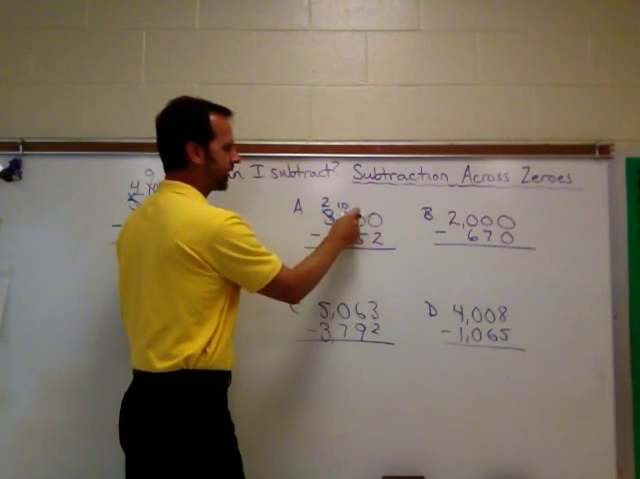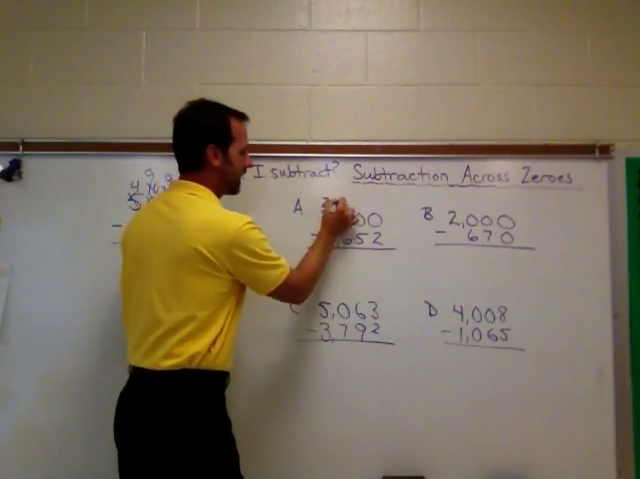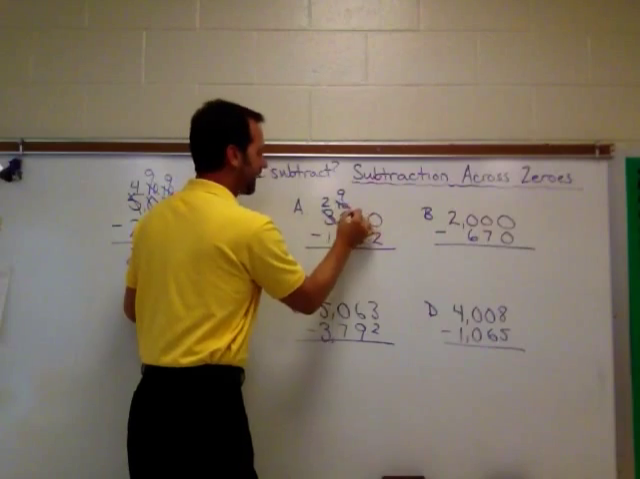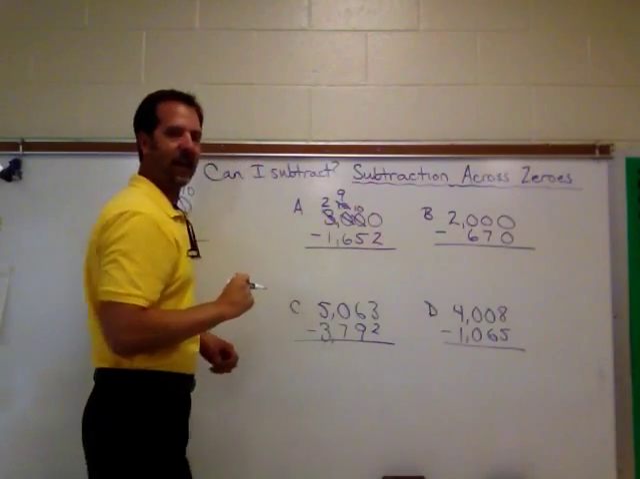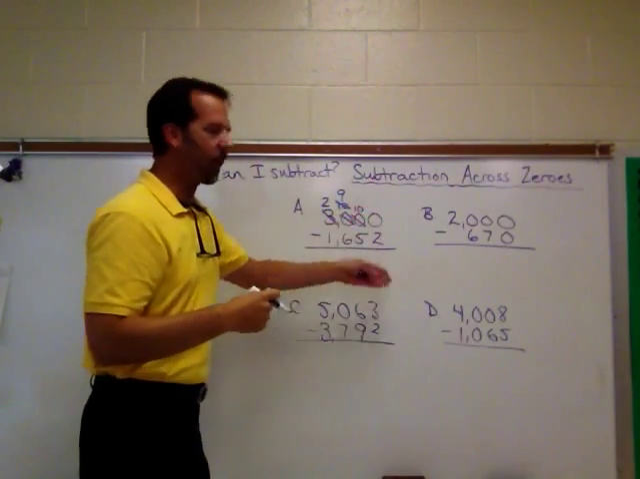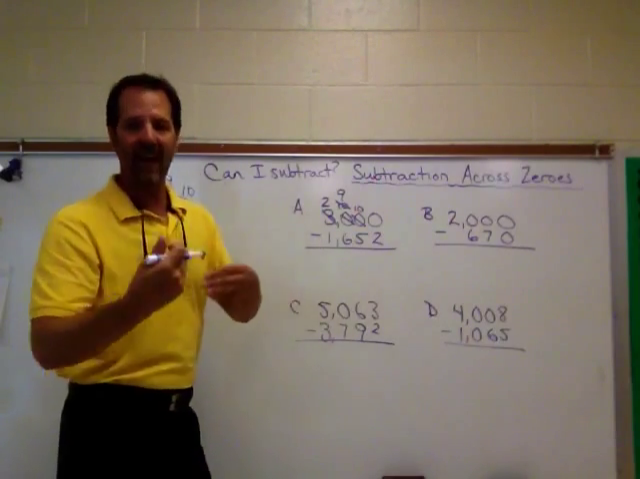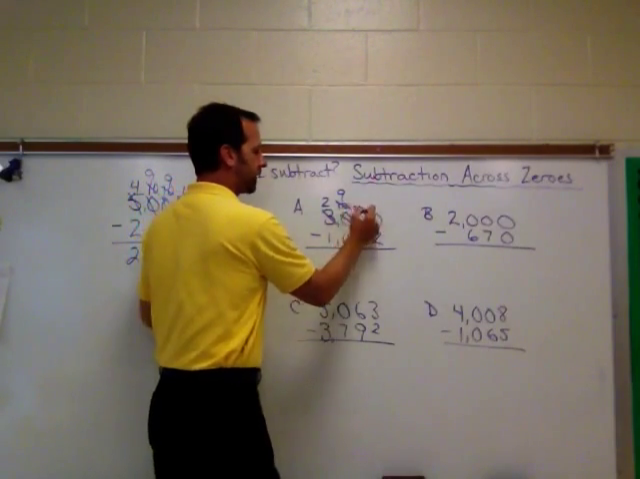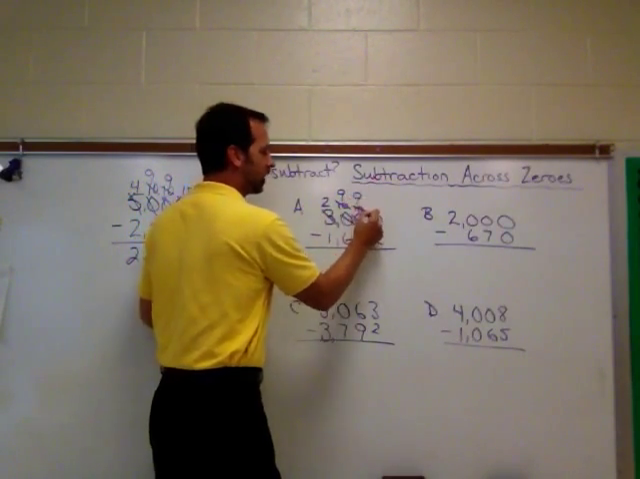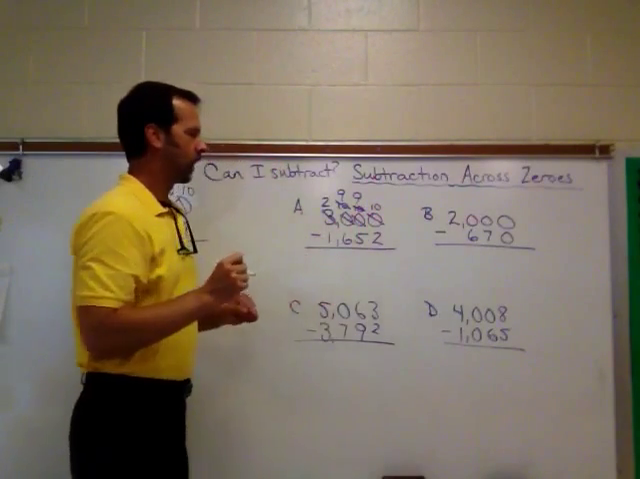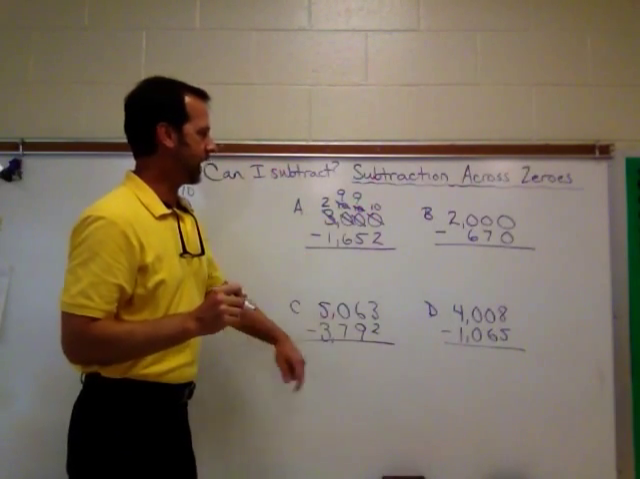I'm back in the tens place. I want to borrow from the hundreds. It gets smaller. Tens place gets larger. It's 10. Now I still have no ones. I've got to borrow again. Borrow from the 10. It gets smaller. The ones gets larger. And now I have a 10.